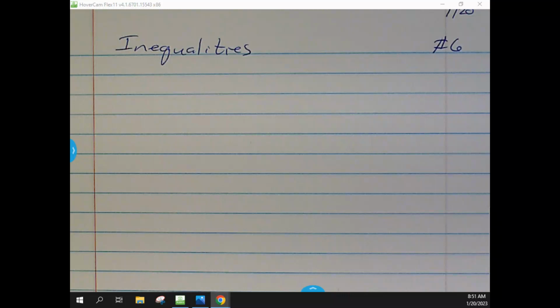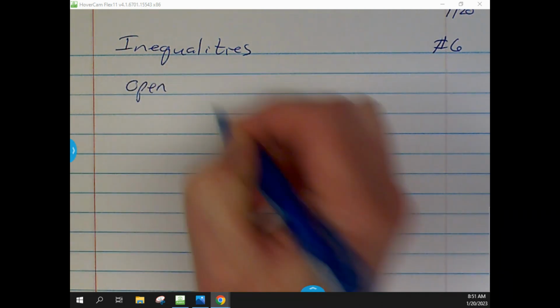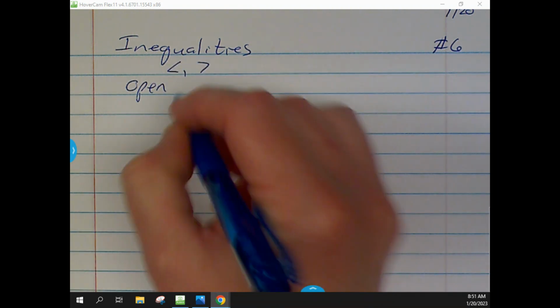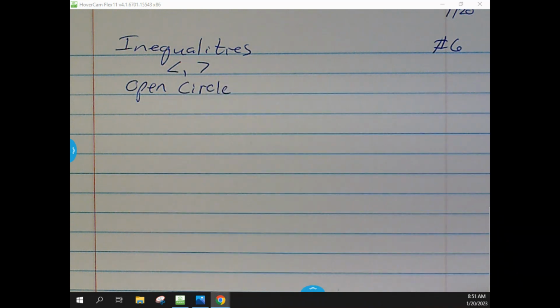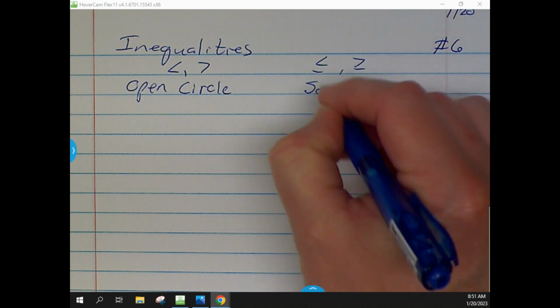All right. So with inequalities, again, let's just go back to what we were doing a week, week and a half ago, whenever it was. Remember a couple of different things they may ask you for if you're going to graph these. If you have less than or greater than, that's an open circle. If you have less than or equal to or greater than or equal to, that's going to be a solid circle.